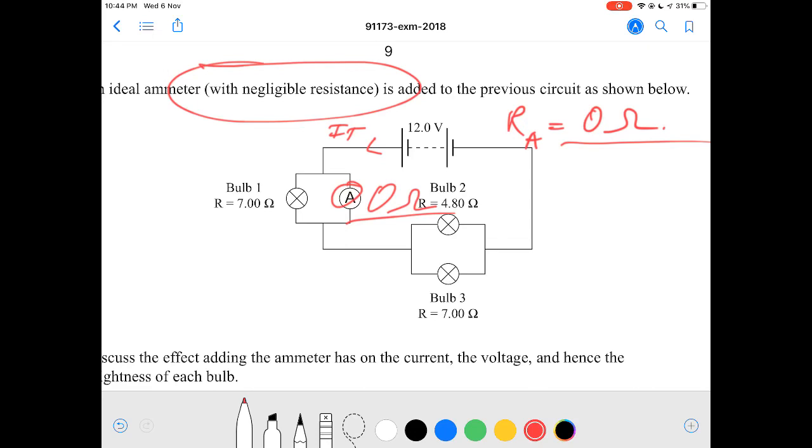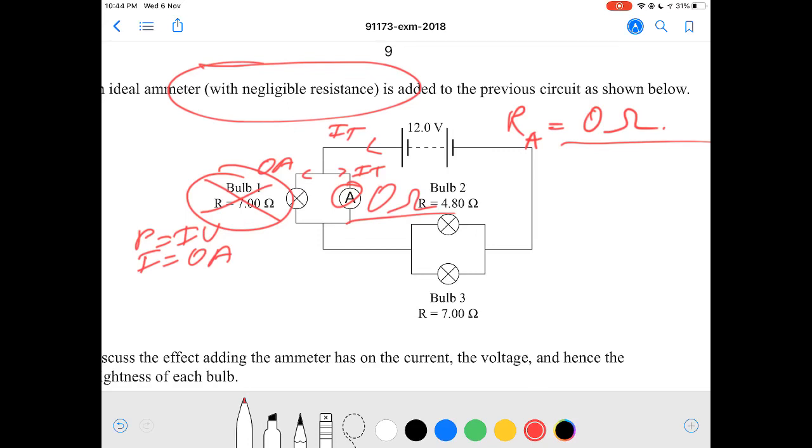However, in this case, the ammeter has zero resistance, so the entire I total is going to go through the ammeter, and zero amps is going to go through bulb 1. So for this bulb 1, as P equals IV, our I equals 0 amps now. Therefore, this bulb 1 is going to be short-circuited. Basically, it will blow out. It's going to have zero brightness and it's not going to work.